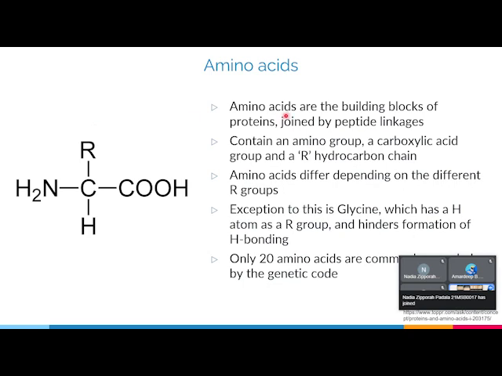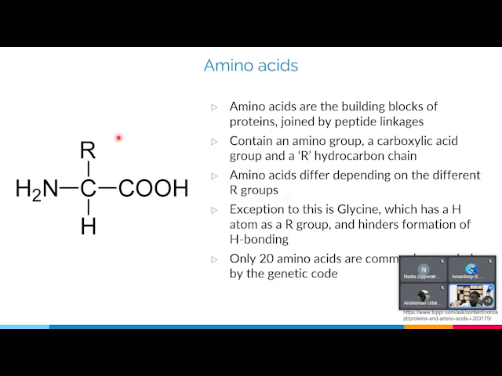So amino acids are the building blocks of proteins, joined by peptide linkages. Peptide linkages are the linkages via which different amino acids are linked together to form long chains of peptides. Each contains an amino group and a carboxylic group as well as an R hydrocarbon chain. Amino acids differ depending on the different composition of the R hydrocarbon chain.